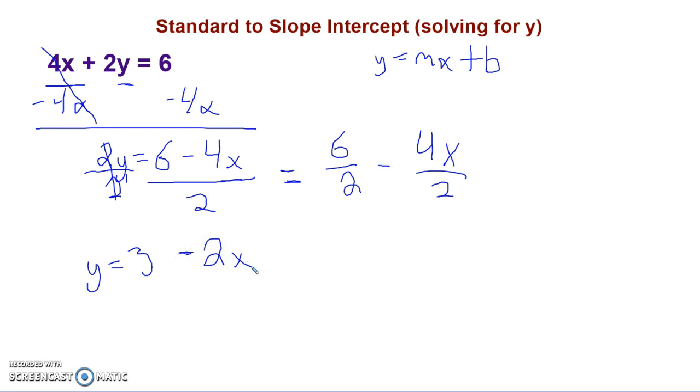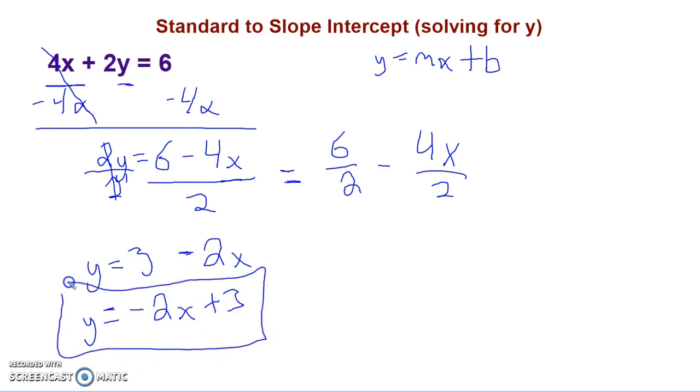Now, if we want to put this in proper slope-intercept form, which is y is equal to mx plus b, then we could just switch where our mx and b are. So we're going to have y is equal to, because this is minus 2x, it's going to be a negative 2x. And because this is a positive 3, it's going to be plus 3. So we just converted this from standard to slope-intercept form.